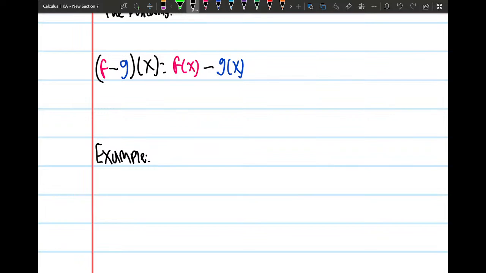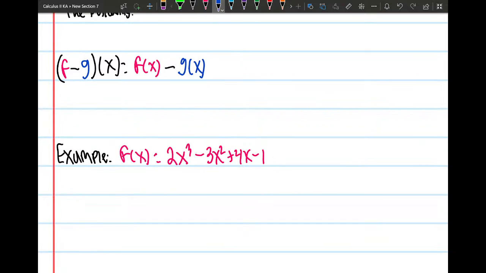So what I was saying was, for example, if we have f of x equal to 2x cubed minus 3x squared plus 4x minus 1, and we say g of x is equal to 5x cubed minus 6x squared plus 9x minus 7, as an example.